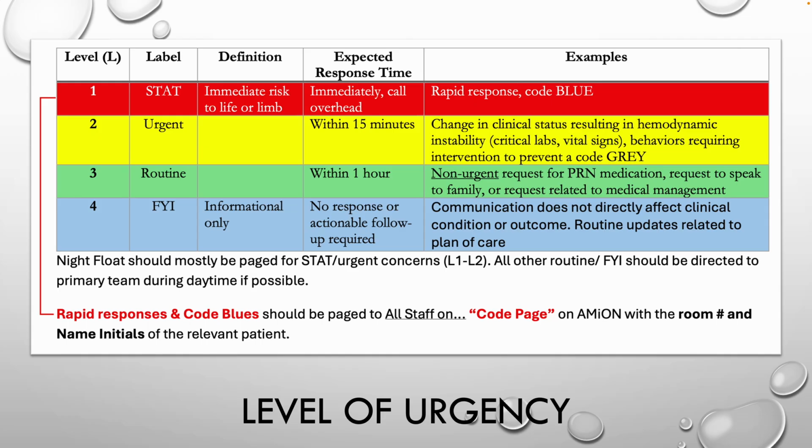So here's the protocol. This is probably the most important slide. There are 4 levels of a page: level 1, 2, 3, or 4. Level 1 is a stat page. Essentially, that's going to be a page to us, but also called overhead at the same time. That's a rapid response or code blue, not a code gray, unless it's a floor patient and they're having trouble getting in touch with the primary team, but potentially a code gray as well.